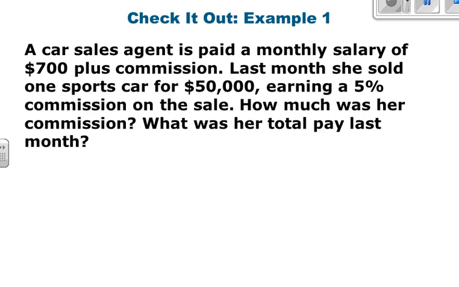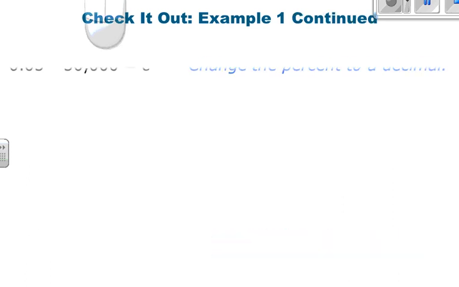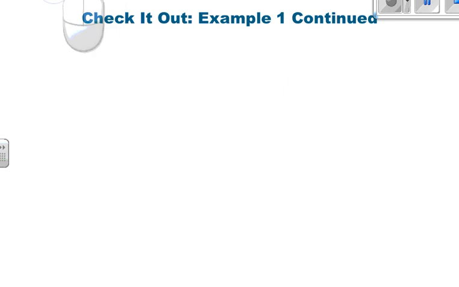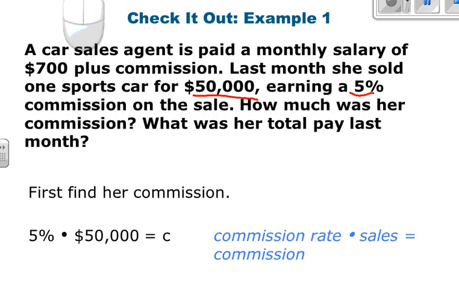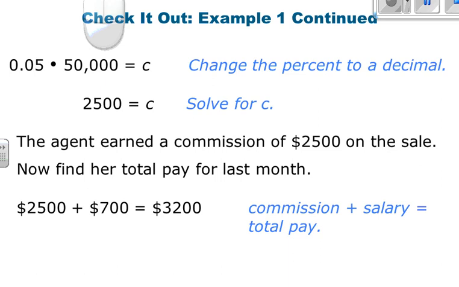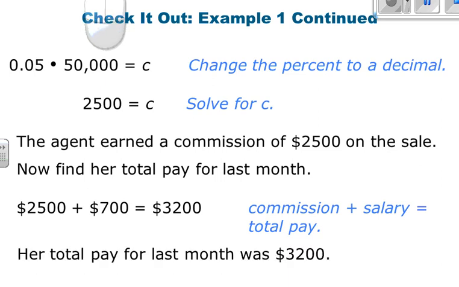All right, the first thing you want to do is solve for commission. So we want to take the $50,000 and apply 5% to it. 5% of 50,000 gives me $2,500. Then we go back and look: her monthly salary was 700. So we take that 700 and add it in, totaling $3,200 for that month.